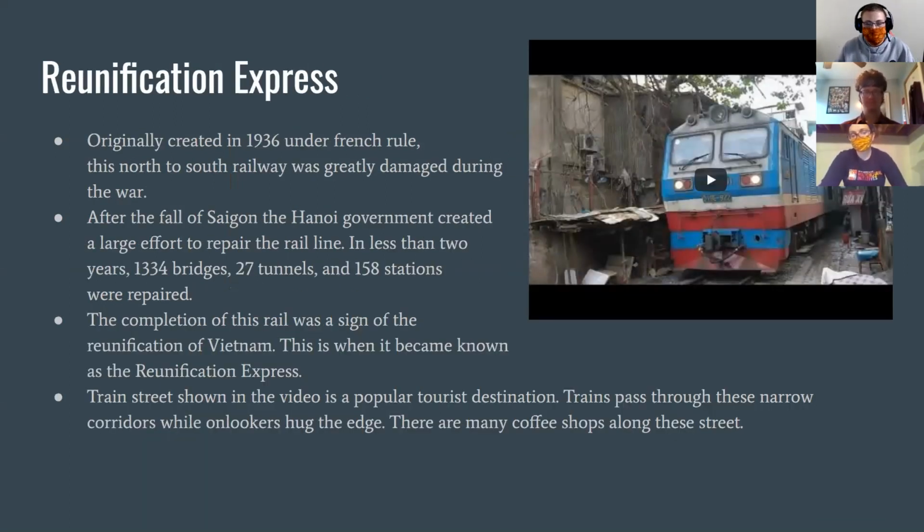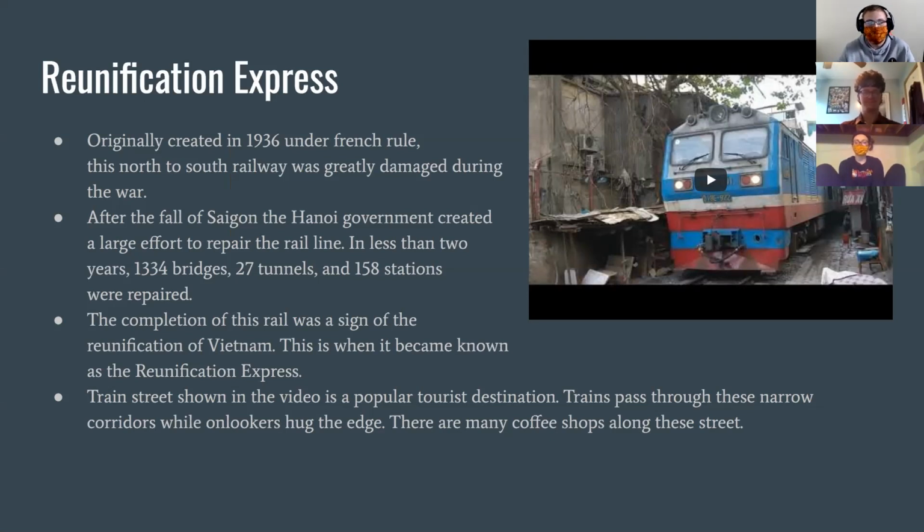So what we've talked about so far was Hanoi, and now we will be traveling down to Ho Chi Minh City. But to get there, we will have to take what's known as the Reunification Express. It was originally created in 1936 by the French, but during the Vietnam War, it was greatly damaged. It was not usable anymore.